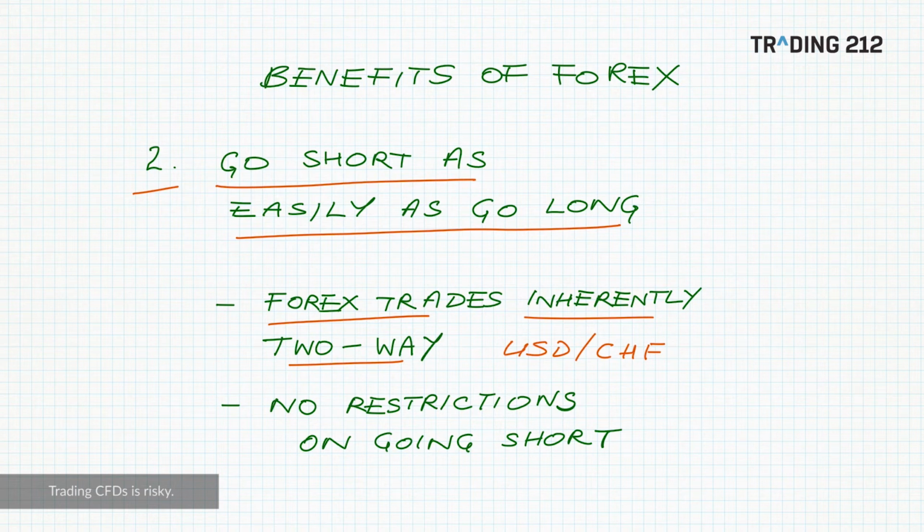Now, whichever way round you decide to trade, whether you're going long or short dollar Swiss, it is inherently part of the trade that you're buying one currency and selling the other. Now, you can go short with other instruments, say CFDs on shares or CFDs on commodities, for example, but you do sometimes experience restrictions on going short. For example, at one point during the financial crisis, the US Securities and Exchange Commission, the SEC, temporarily put a ban on short sales on a list of financial stocks. With Forex, there are no restrictions on going short. If you can trade the pair, you can go short either one of the pair.